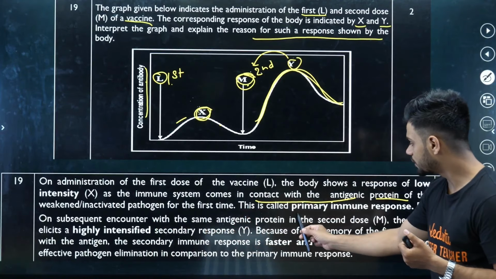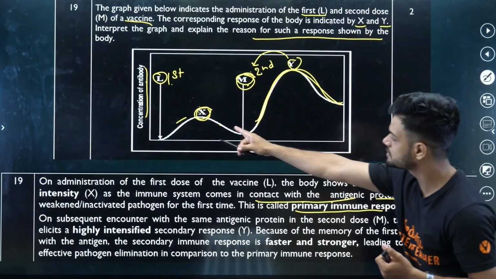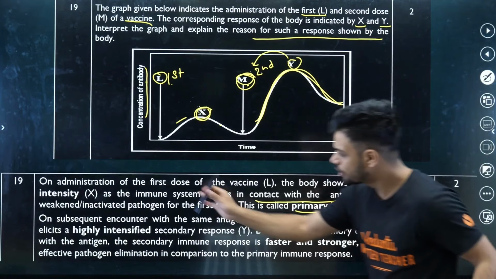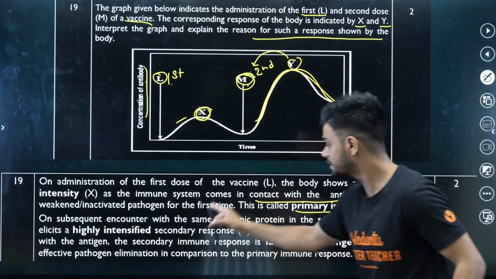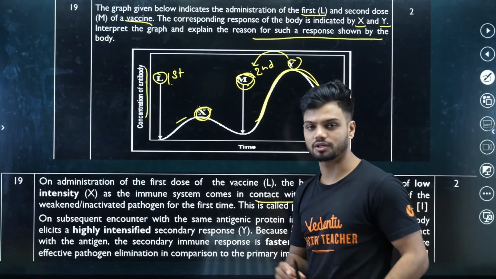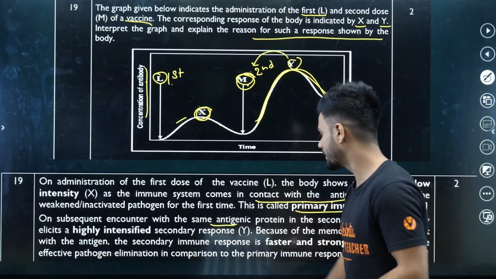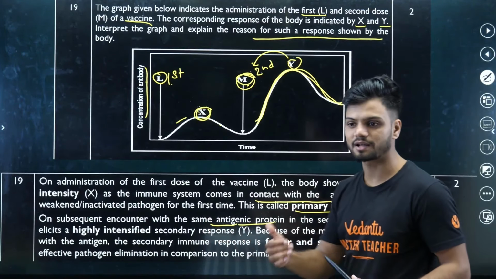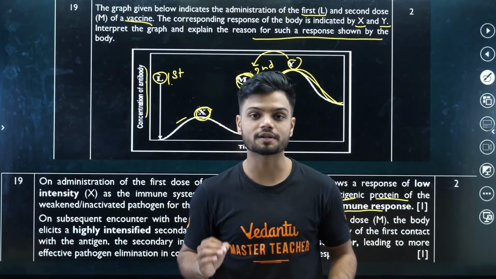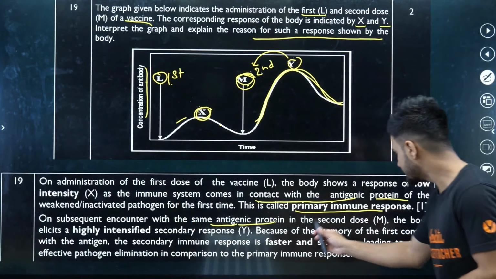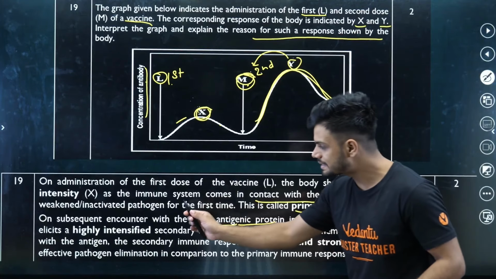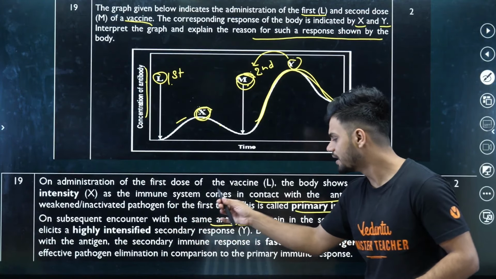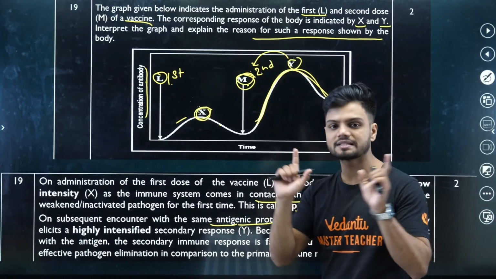Now, this is called the primary immune response, which is the X here. Now, on the subsequent encounter with the same antigen, antigenic protein, the same virus, when it's coming for the second time, your body is ready now. Yes. In the second dosage, the body elicits a high intensity secondary response, a complete secondary response.